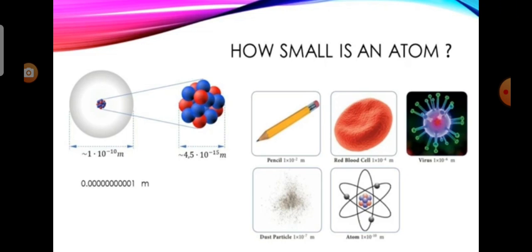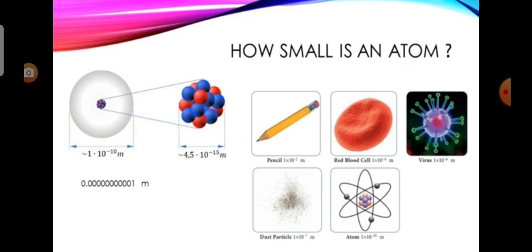Now we see how small an atom is. An atom is 1 in 1,000 times smaller than the thickest human hair. It has an average diameter of 0.000000001 m, that is 1 into 10 power minus 9 meter.